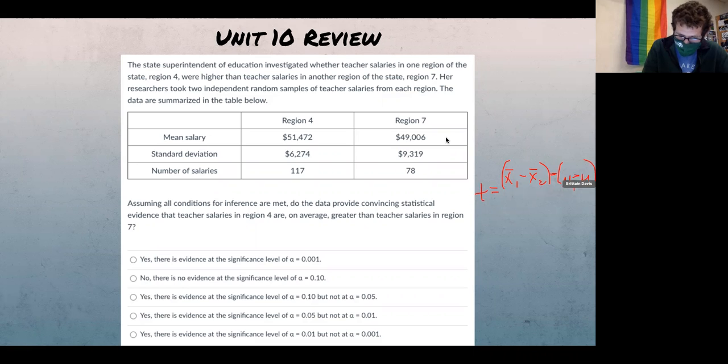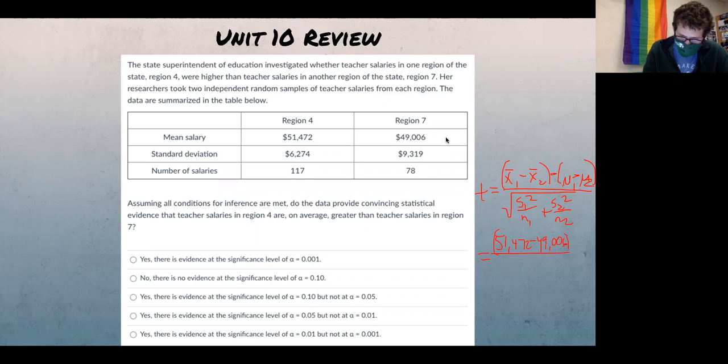Okay, right in the corner, there it is. And then this is going to be over the square root of s sub 1 squared divided by n sub 1 plus s sub 2 squared over n sub 2. Now, when I plug stuff in here, it's going to be 51,472 minus 49,006.